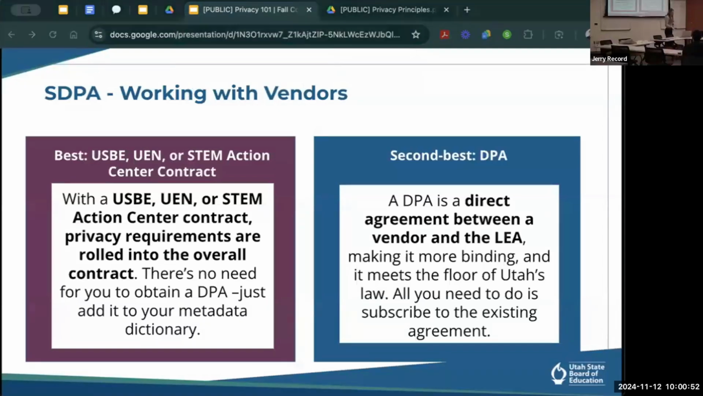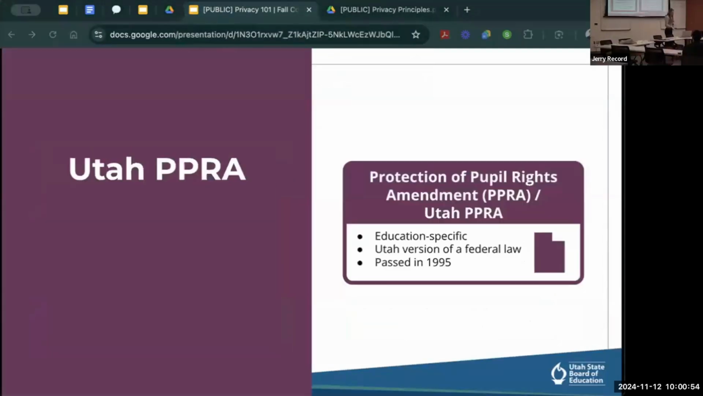Okay, great. All right, now we're on to our third and final law, Utah PPRA. Again, this is the Utah version of the Federal Protection of Pupil Rights Amendment. This one is still a privacy law, but it's a different angle at privacy. So we're going to talk about protected topics and other student surveys.